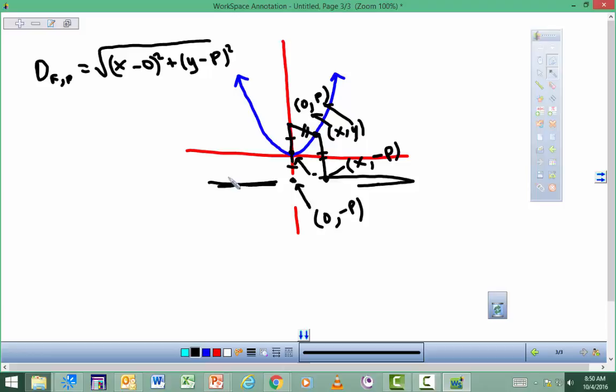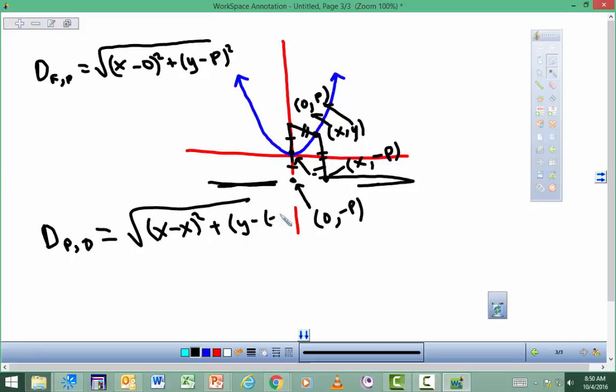The other distance, this is the distance from the parabola to the directrix. I'll use this notation. It's equal to the square root of (x minus x) squared, plus (y minus a minus p) squared. Okay? Well, what we're saying is that these two distances must be equal. So those two must be equal.